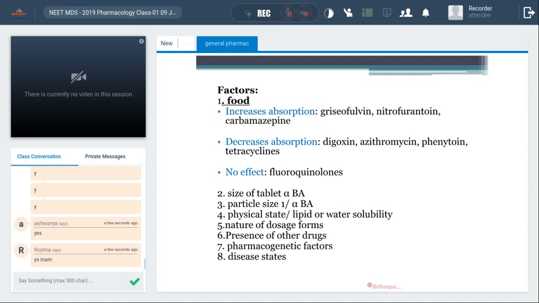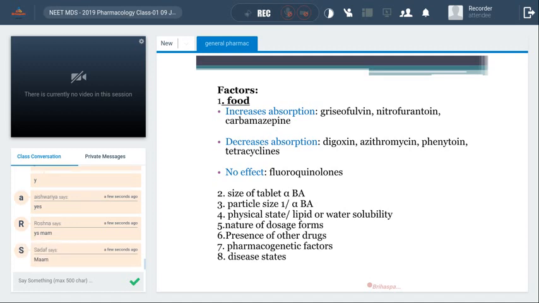Then physical state. So either it is lipid or water soluble. Better lipid solubility, better is the absorption. But this principle becomes opposite for excretion. Better water soluble, better is the excretion. Fine. And then you have nature of the dosage form. Like, see, some drugs we take in the form of syrup, some drugs you take in the form of tablet, etc. Tablet, if it's a solid preparation, it has to be broken down to smaller particles and it has to be dissolved. So directly if you give in the form of a liquid, it is faster and more. So nature of dosage form also decides the bioavailability.